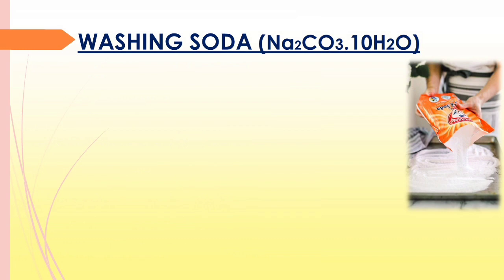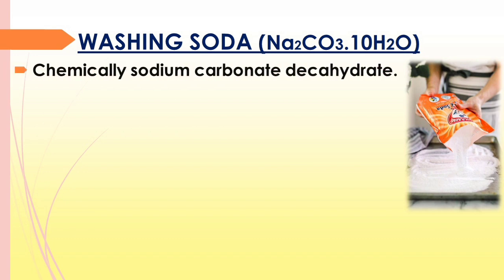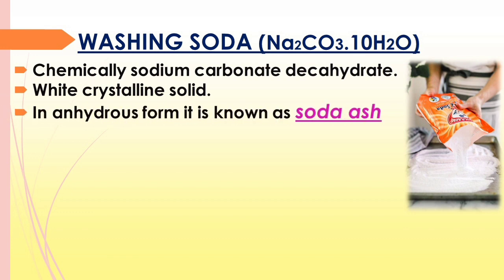Chemically, washing soda is sodium carbonate decahydrate. It is a hydrated salt and in its anhydrous form, it is known as soda ash. What is the meaning of a hydrated salt? That we will learn in the next video. Washing soda is a white crystalline solid. Let's understand how washing soda is prepared.